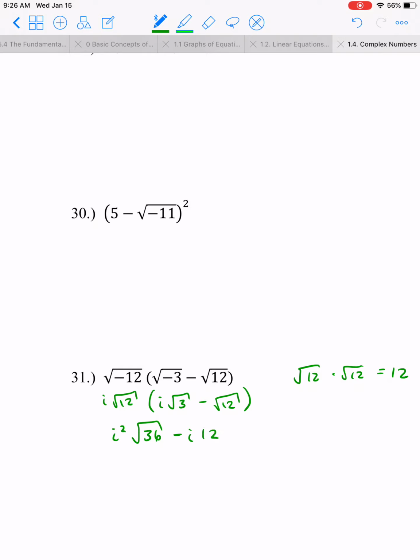Anytime you have the square root of 12 squared, that just undoes it, it's just 12. And so we have this here, and then at this point, i squared is a negative 1. So I have a negative square root of 36, which is 6, minus 12i. And that's your answer for that one.